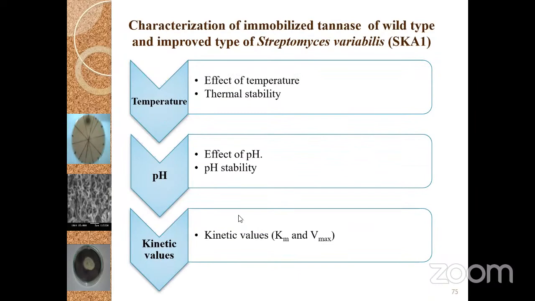Then we have also carried out the characterization of the immobilized tannase of the wild type and the improved type of the strain. We have studied the effect of temperature, thermal stability, effect of pH, pH stability, and the kinetic values also, like the Km and the Vmax.